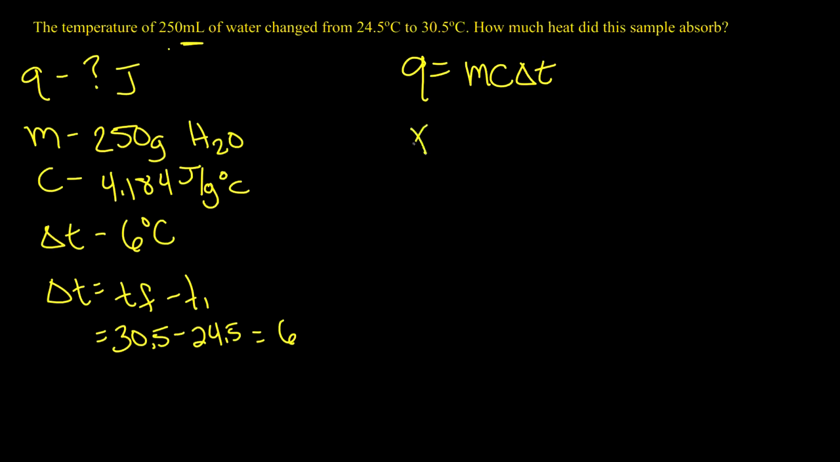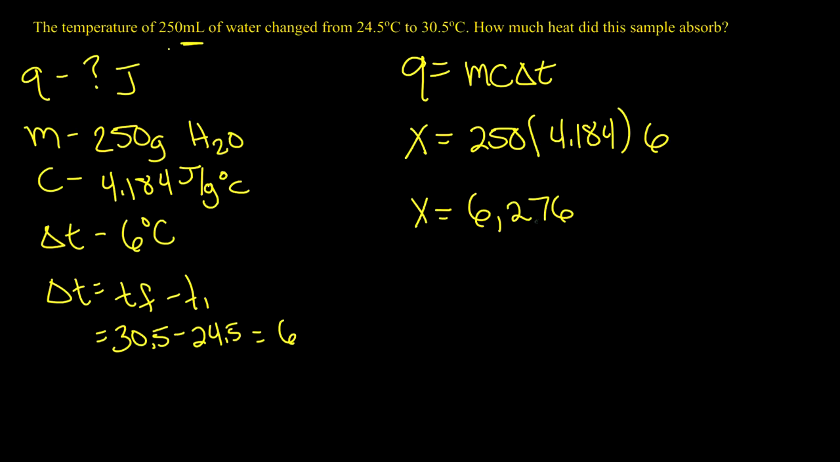So Q is what I'm looking for, so that's X. M is 250 for the mass. C is 4.184 for specific heat. And my temperature change, we said, was 6 degrees. Now to solve this out, all we've got to do is multiply. So 250 times 4.184 times 6. So X equals 6,276. 6,276 what? Well, I was looking for Q. Q is heat energy. Heat energy is measured in joules, so that is joules.